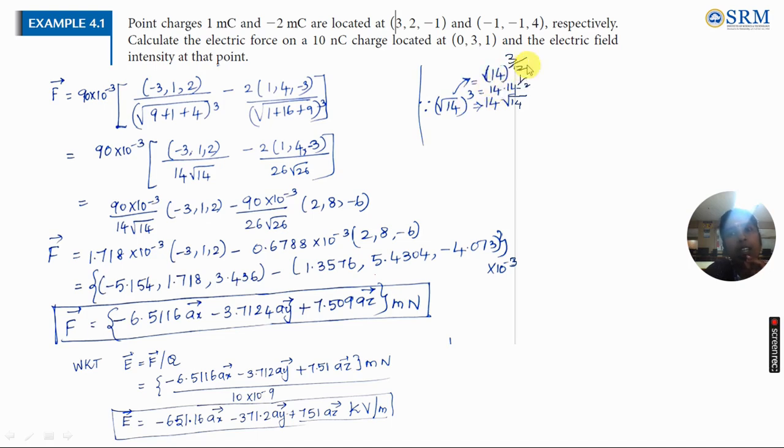I am splitting, okay? 3 by 2, how can I write? It is 1 plus 1 by 2. So 1 means I am writing the 14 as it is. 1 by 2 is a root. So 14 root 14 I have written. Similarly for the next term.